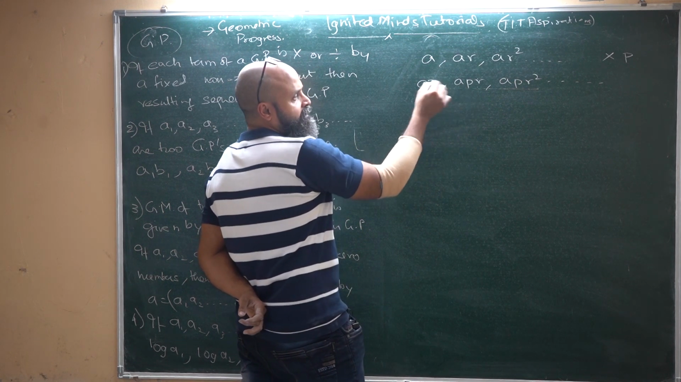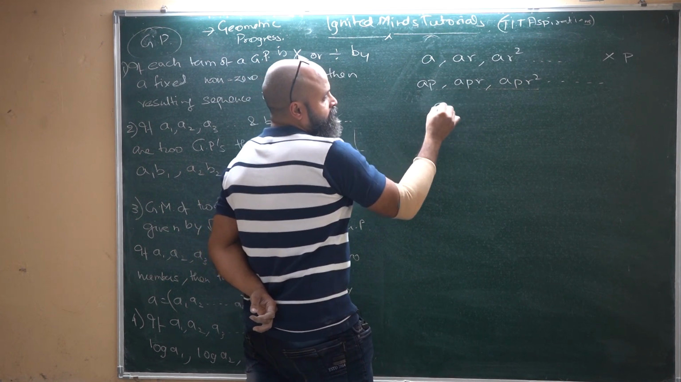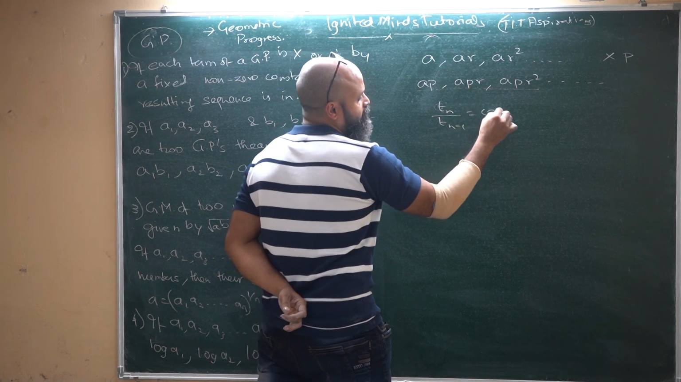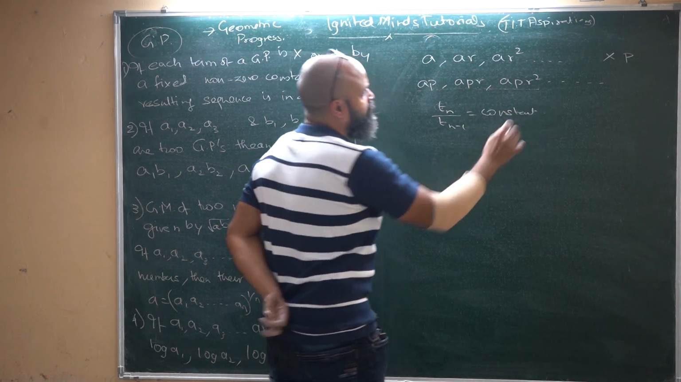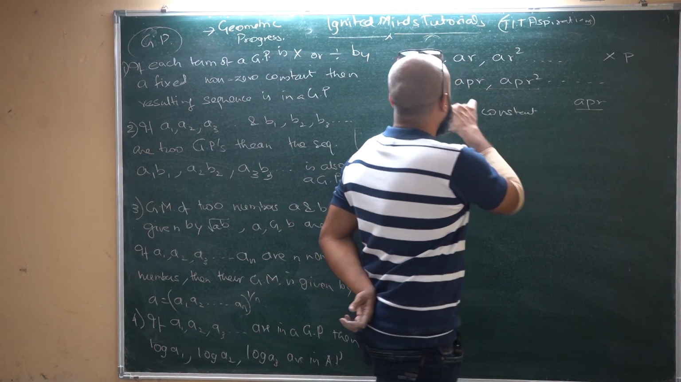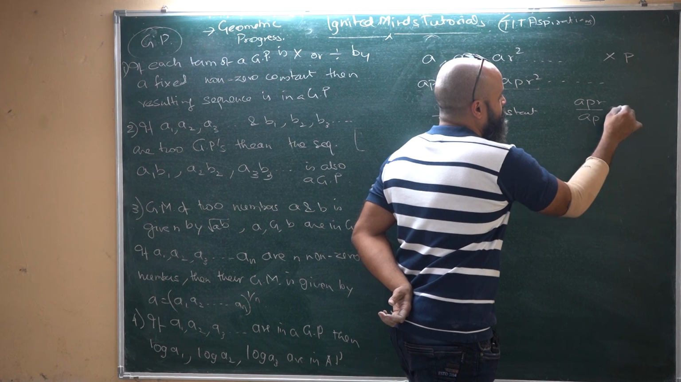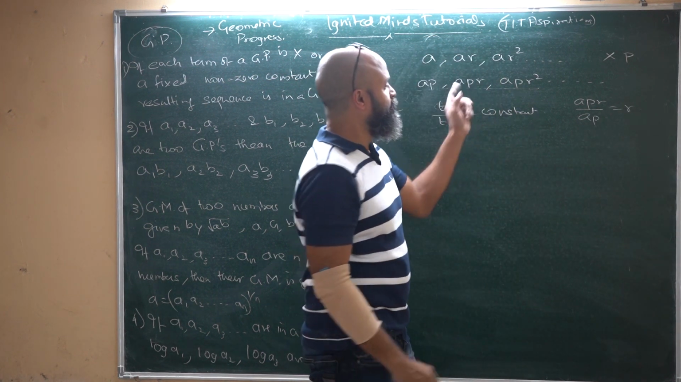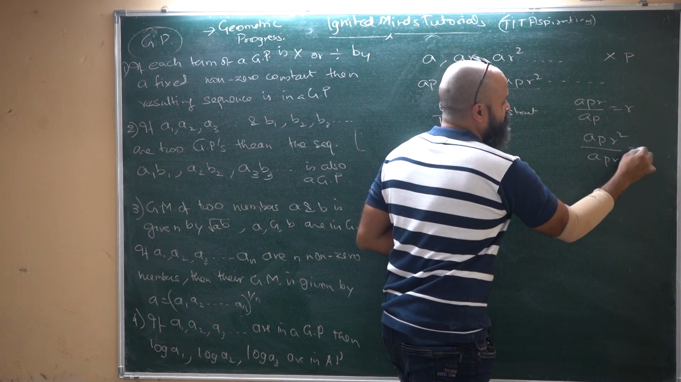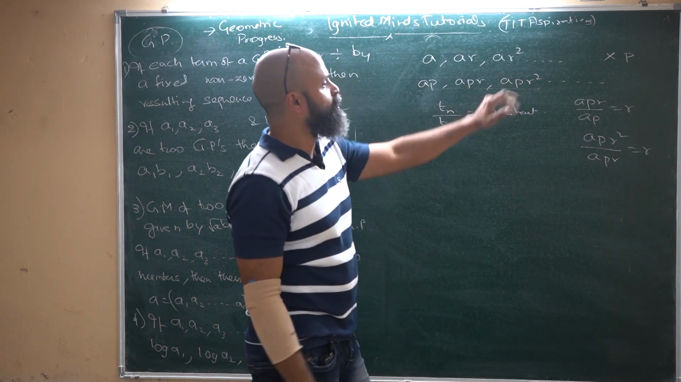We will get the division of Tn by Tn minus 1. This has to be a constant for a GP. Now, if we get this divided, so we have APR out here, which gets divided by AP, you will get the answer R. If you divide APR square by APR, again you will get the answer as R. So this forms a GP.